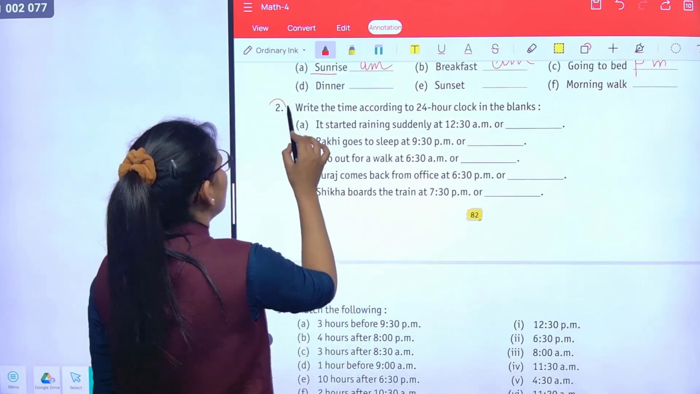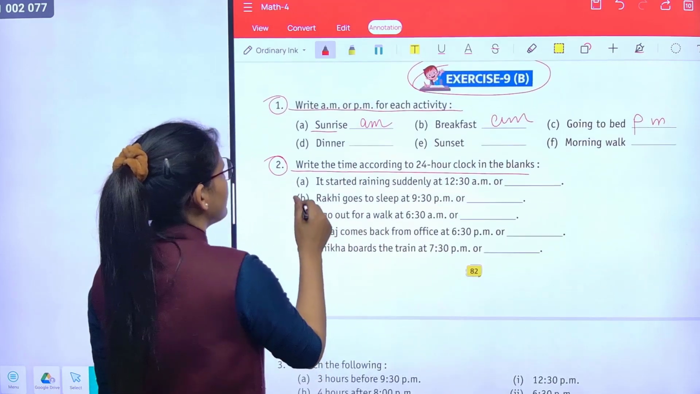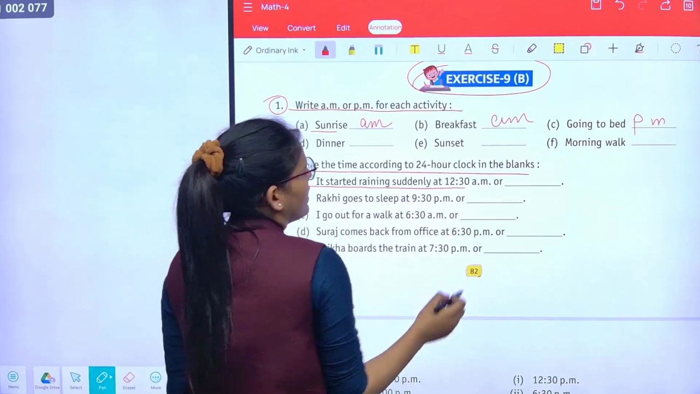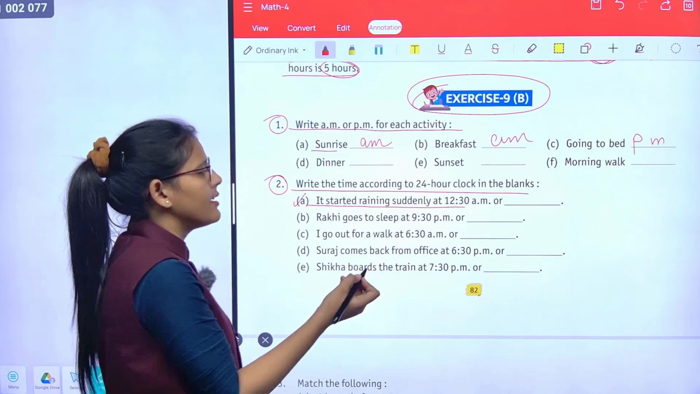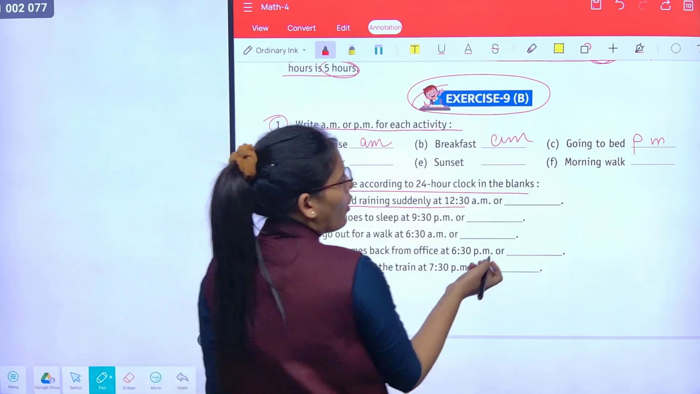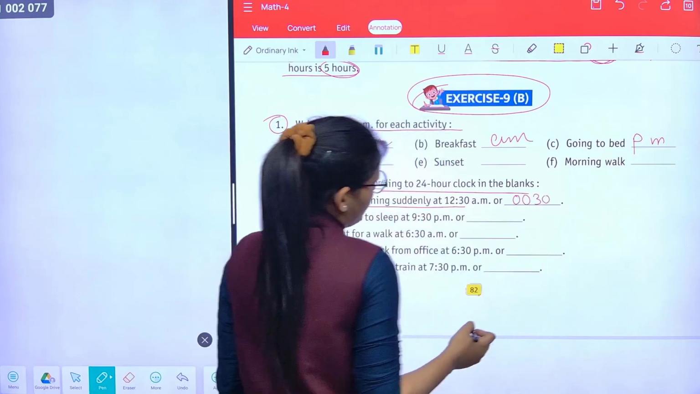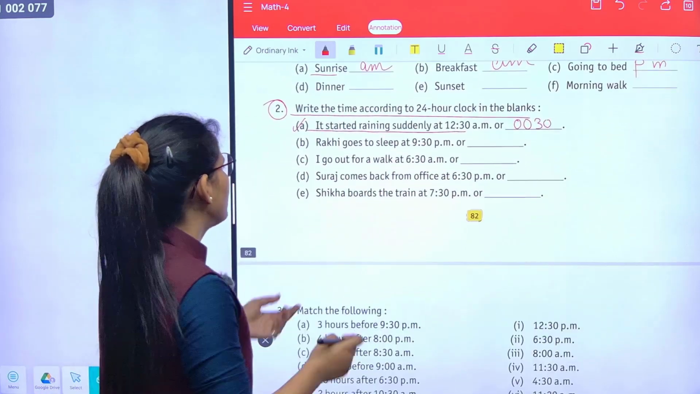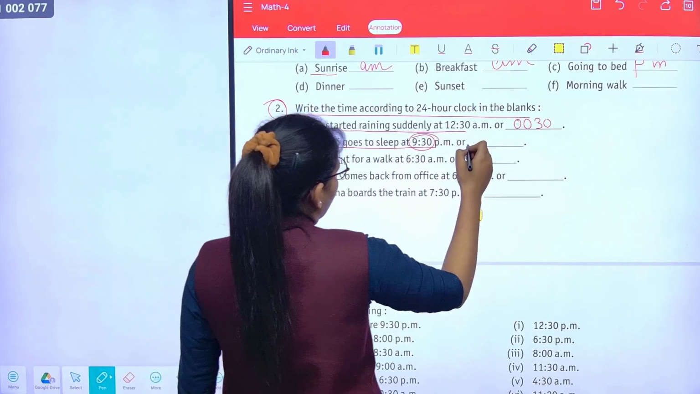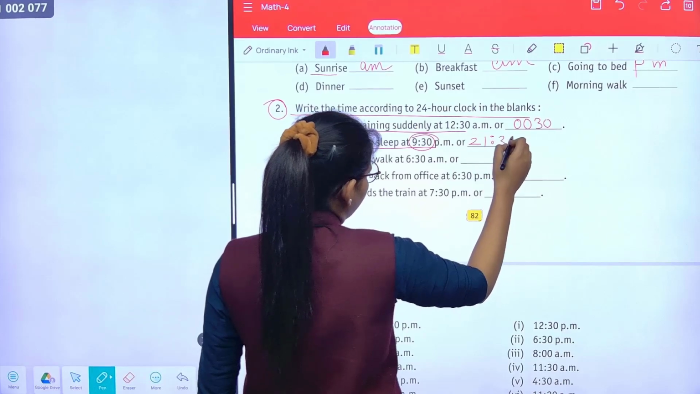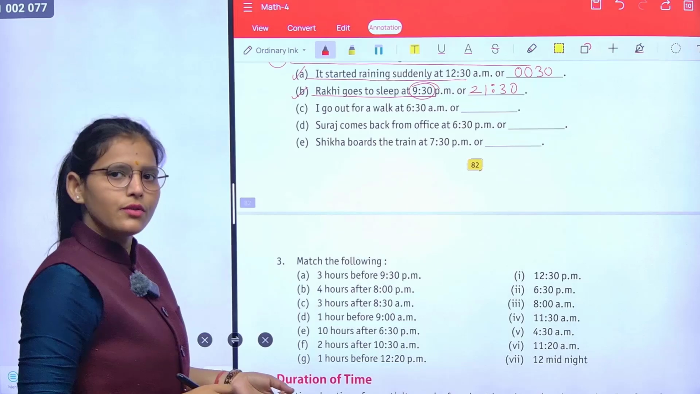Come on, question number 2, write the time according to 24-hour clock in the blanks. It started raining suddenly at 12:30 AM, or 00:30 hours. Now class, Rakhi goes to sleep at 9:30 PM, or yes, 21:30. Understand? Rest of the parts do yourself.